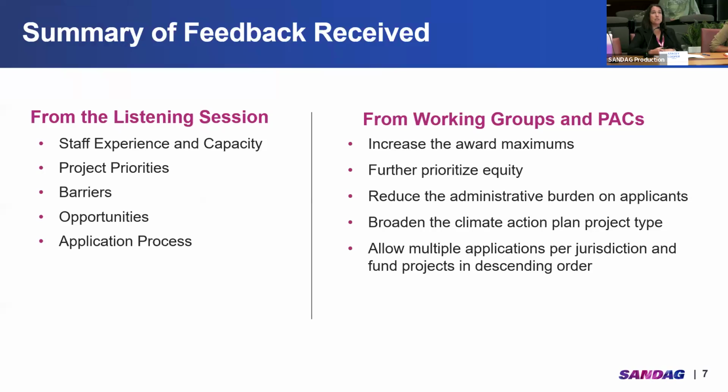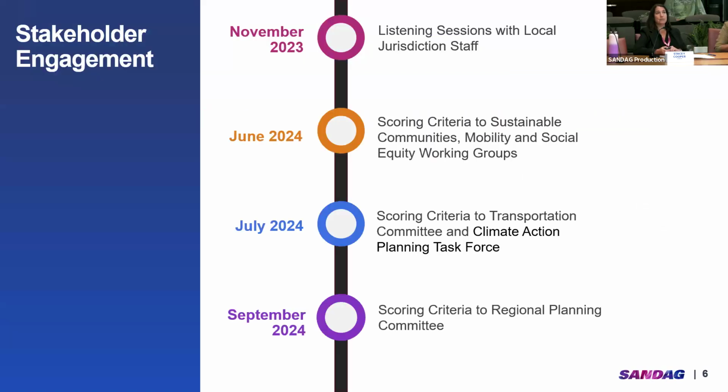At the listening session with jurisdiction staff, we gauged interest in Cycle 6 and learned about staff capacity, barriers, and ways SANDAG could help address these barriers. Feedback received from the working groups and policy advisory committees included raising the maximum awards, a greater consideration for equity and investing in underserved communities, reducing the administrative burden on applicants, and funding projects in descending order without consideration for the number of projects an applicant could receive.